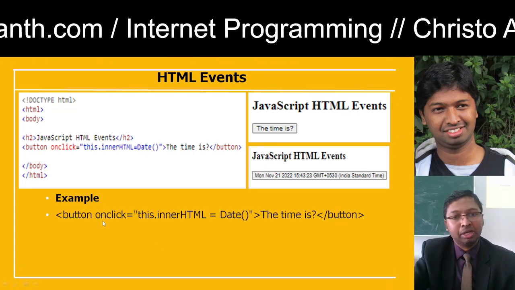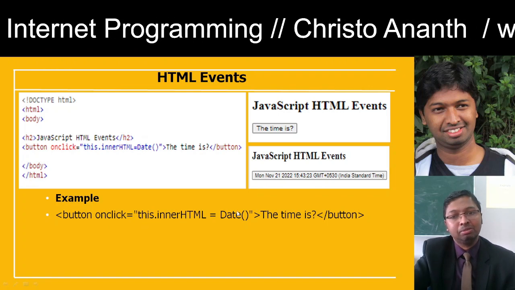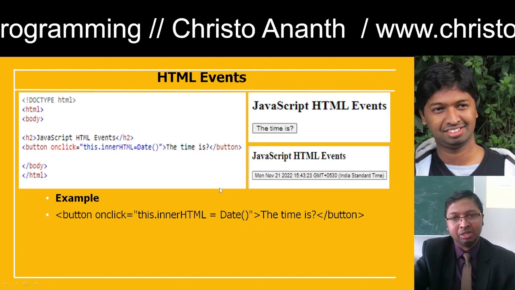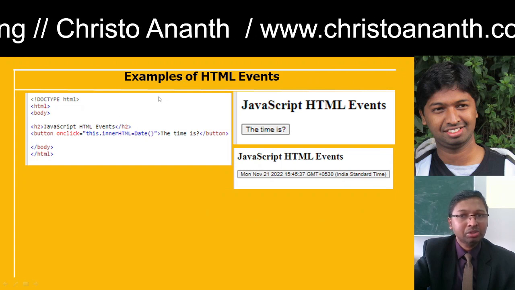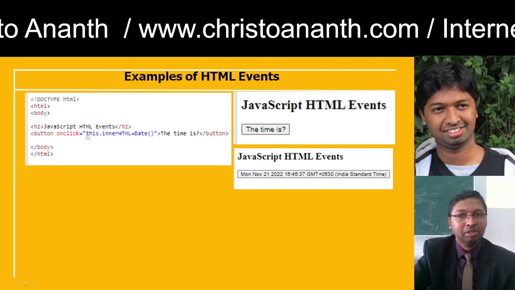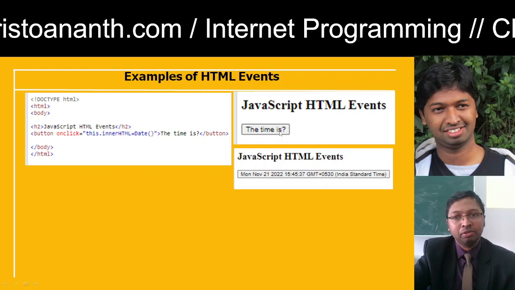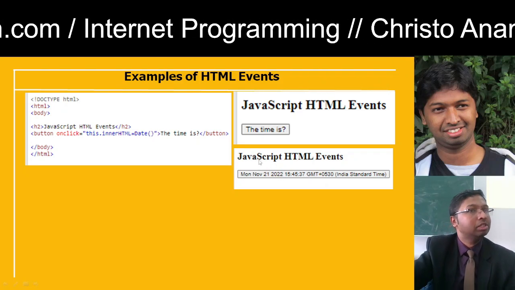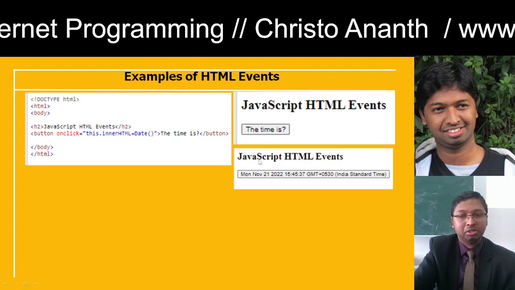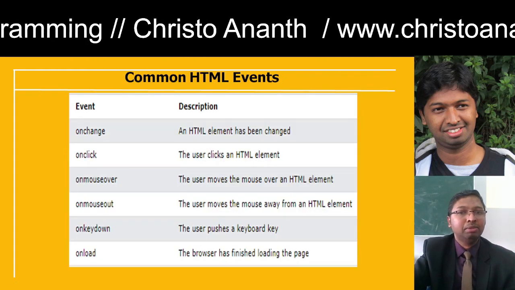So here it's a button onclick this.innerHTML equal to date, the time is button. So these are the examples of HTML events. Same thing, this.innerHTML equal to date. If you click on this one, immediately it will display the date and time. So these are the common HTML events.